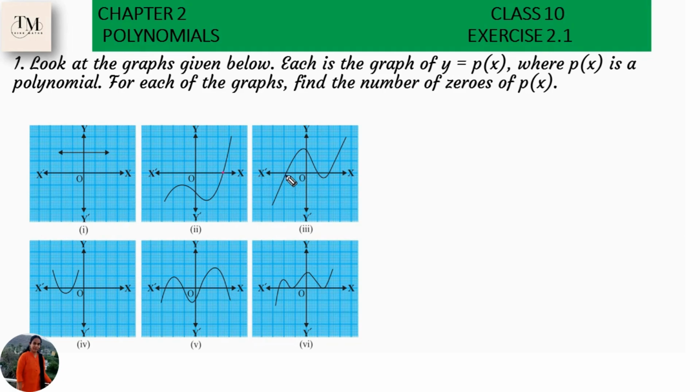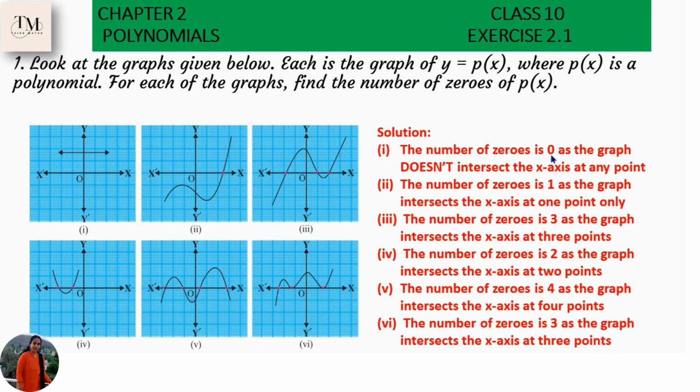Here the third graph intersects at 3 points. In the fourth one, the graph intersects at 2 points. In the fifth one, the graph intersects at 1, 2, 3, 4 points. In the sixth one, the graph intersects at 1, 2, 3. The point where the graph intersects the x-axis is the zero value. So I have written it here.